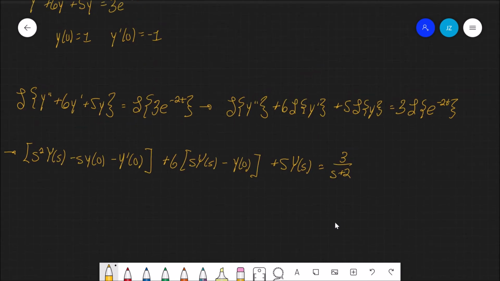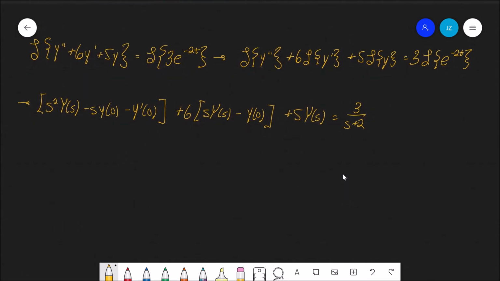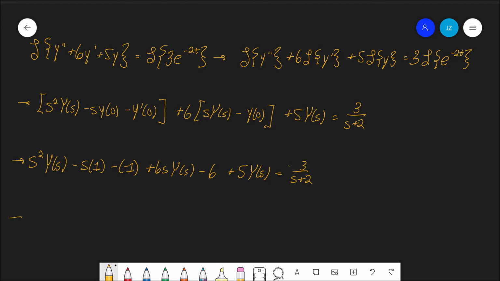Y of 0 was 1, y prime of 0 is minus 1, so plug those values in. We'll have s squared times y of s minus s times 1 minus negative 1, plus 6s y of s minus 6, plus 5 times y of s is equal to 3 over s plus 2.